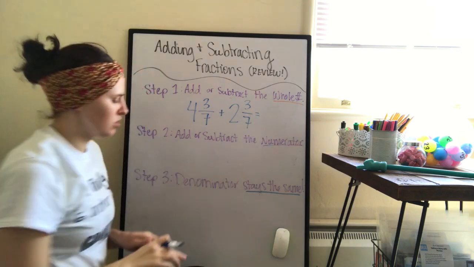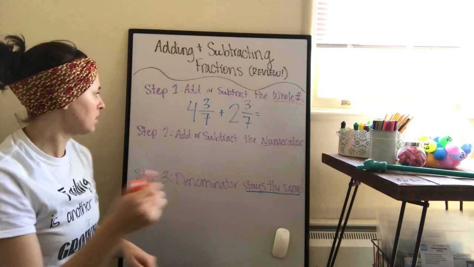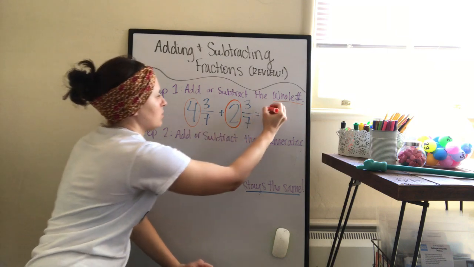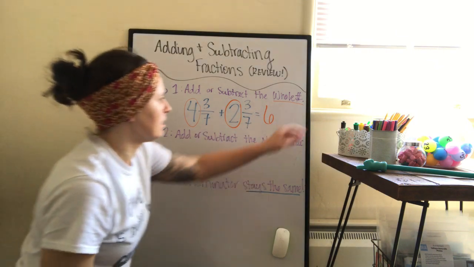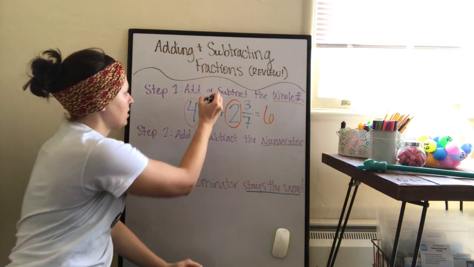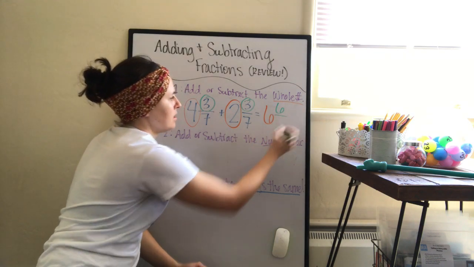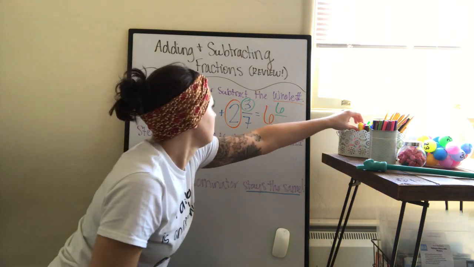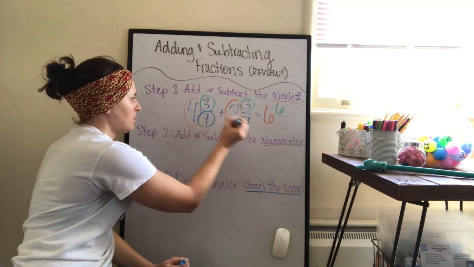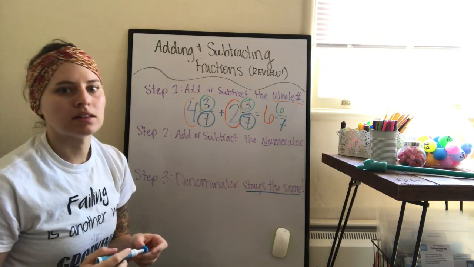Why not? So step 1, add the whole number. What's our whole number? Whole numbers are here. 4 plus 2 is 6. Now let's do step 2, add the numerator. Which numbers are our numerators? Our numbers on top. 3 plus 3, 6. And finally, denominators stay the same. Which ones are our denominators? My number is down on bottom, so 7 stays the same. So that's our answer, 6 and 6/7.